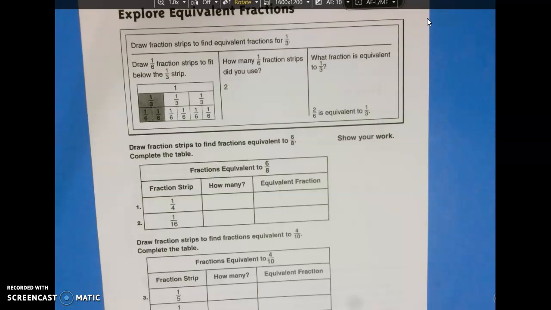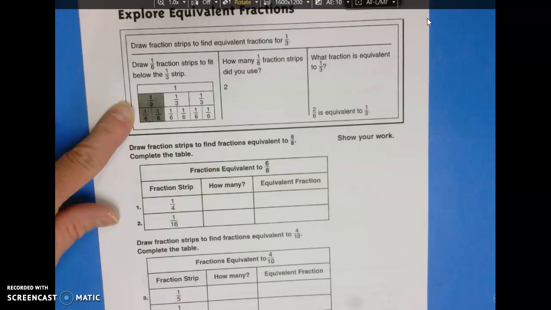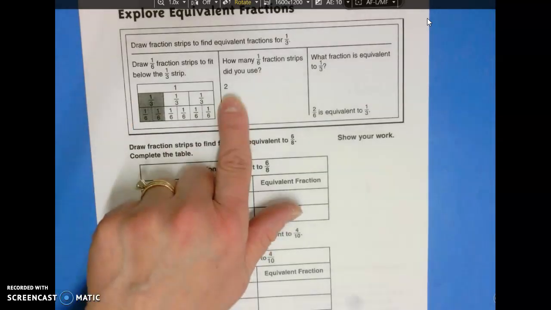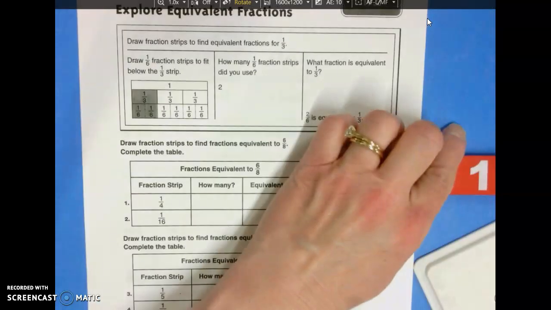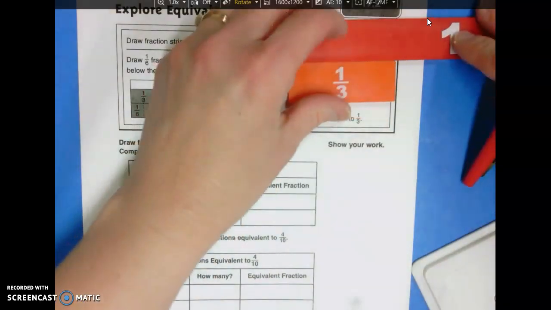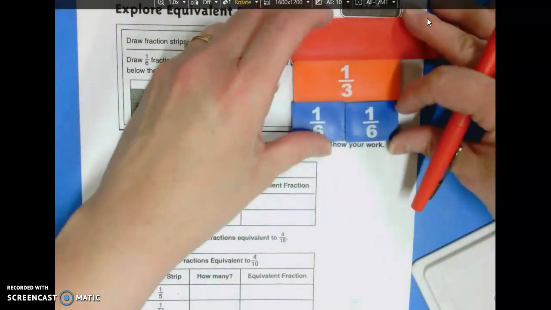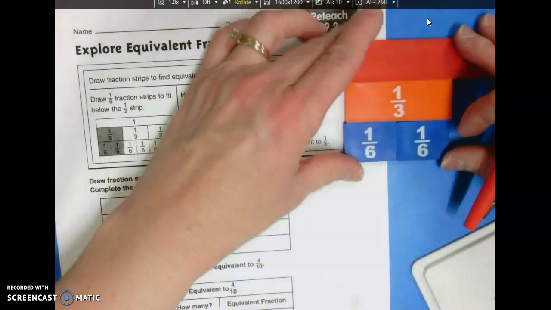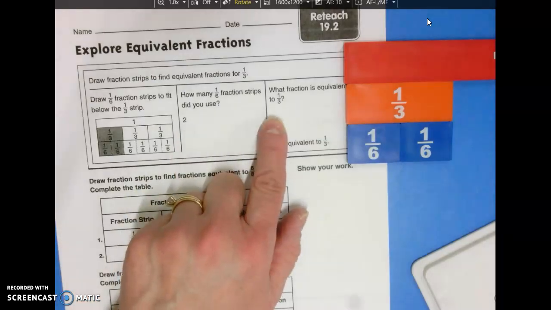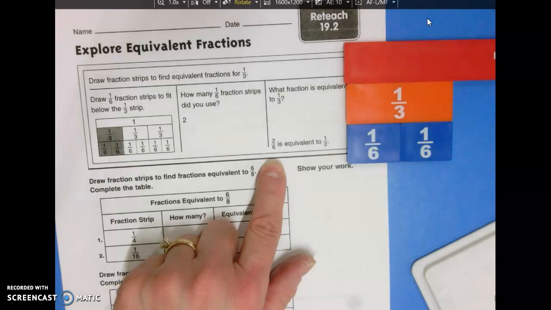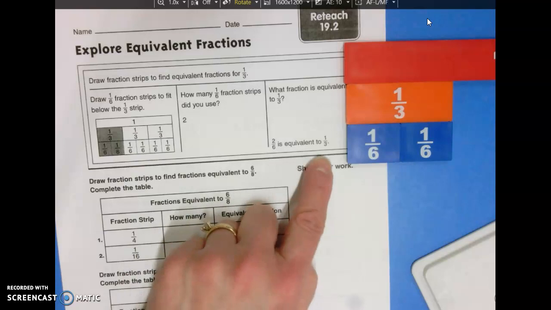And it says here in our sample, draw 1/6 fraction strips to fit below the 1/3. Now we just did that. We just modeled that. How many pieces did we use? 2 of them. Okay, here it is again, a little bit off to the side. Hopefully you can still see it. Here's my third, and here's my 2/6. So we see that we use 2 of the pieces, and what fraction is equivalent to 1/3? Well, we found out that 2/6, 2 pieces of the 6th size, is equivalent to 1/3.